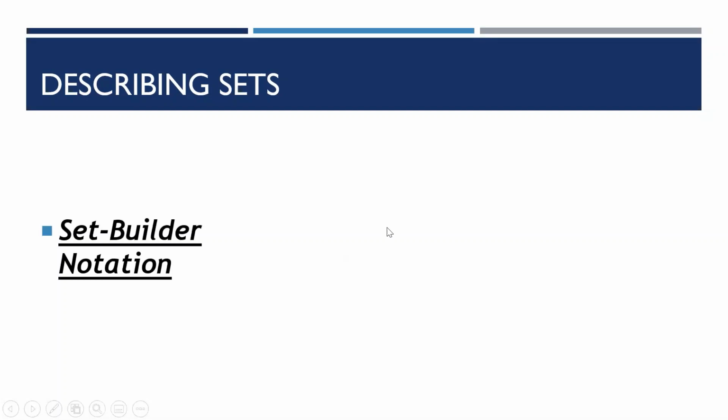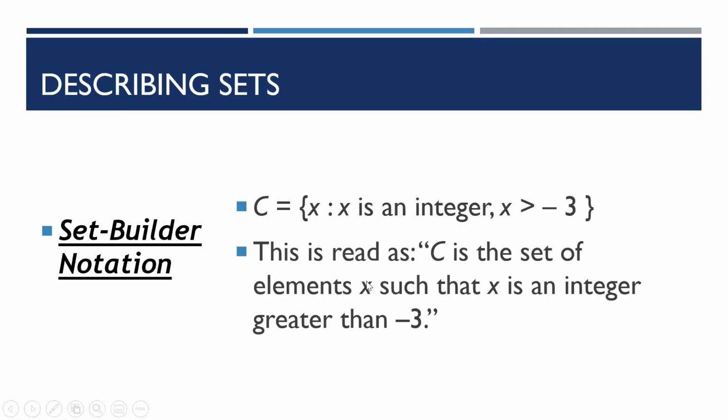Another way of describing a set is by set builder notation. The set can be defined, where possible, by describing the elements. For example, we have this example. This is written as C is the set of all x such that x is an integer greater than -3.